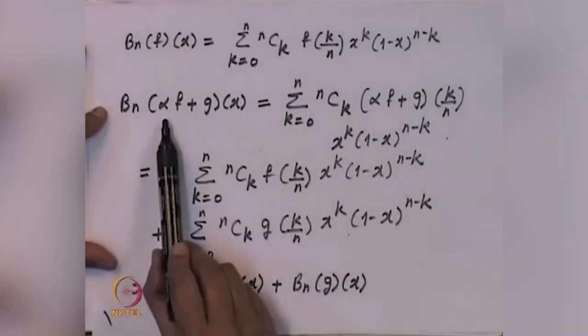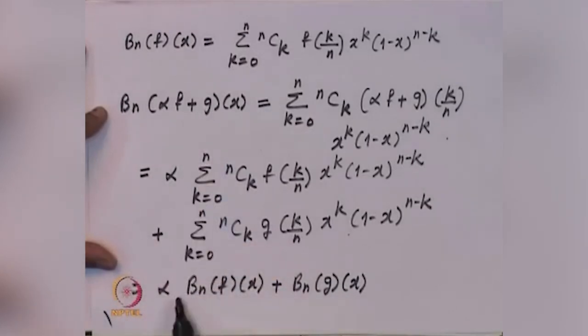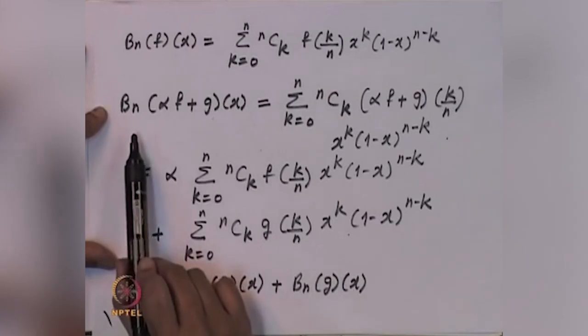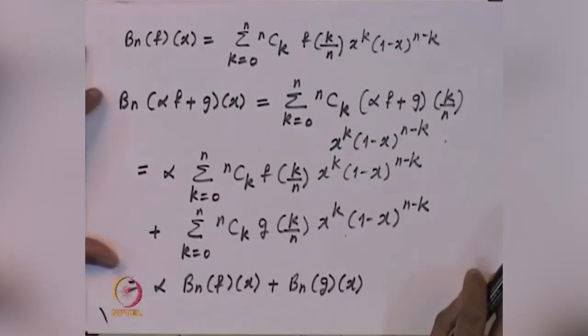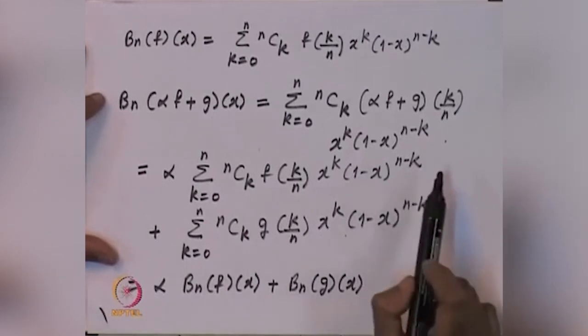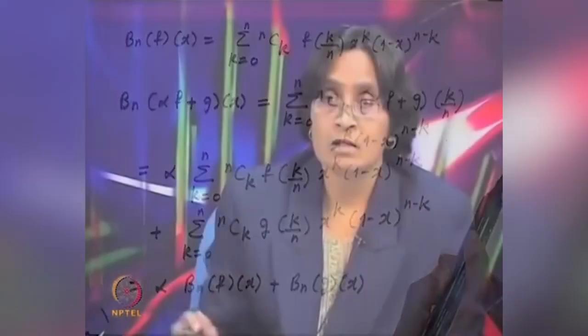So, b n of alpha f plus g is going to be alpha times b n f plus b n g. That is the linearity of the map b n, which associates f to b n f. And now, let us look at positivity. Suppose our function f is greater than or equal to 0, that means f x is bigger than or equal to 0 for all x belonging to 0 to 1.